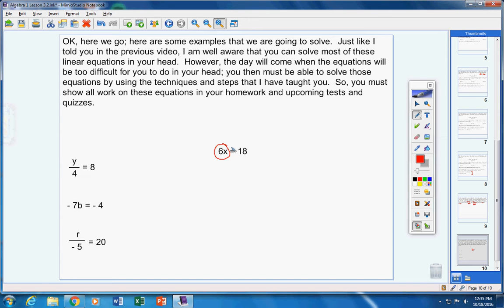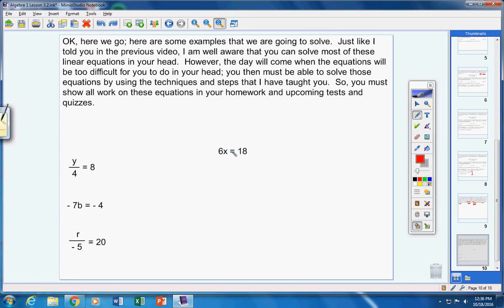6x means 6 times x. Now, I'm well aware of the fact that you know the answer is 3. I know that. You know that 6 times 3 is 18, but I want you to show your work. Now, step 1 is simplify both sides. We just talked about that. You cannot simplify this side. You cannot simplify this side. So, we have to do something else.